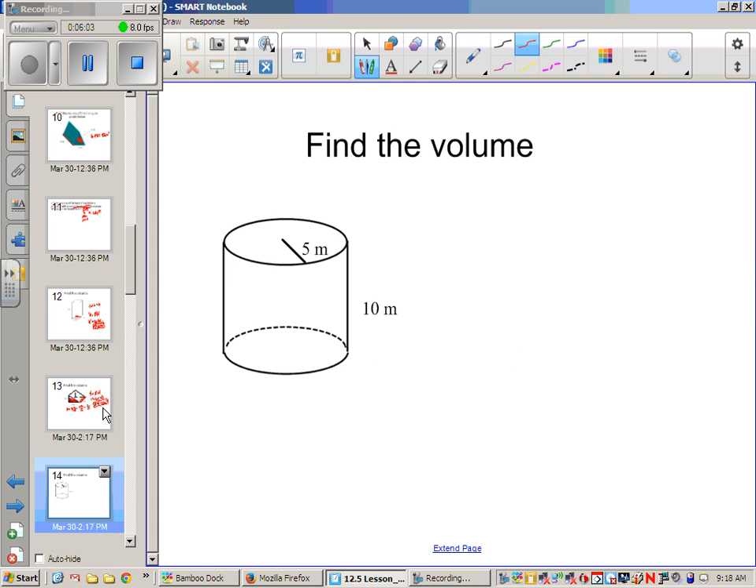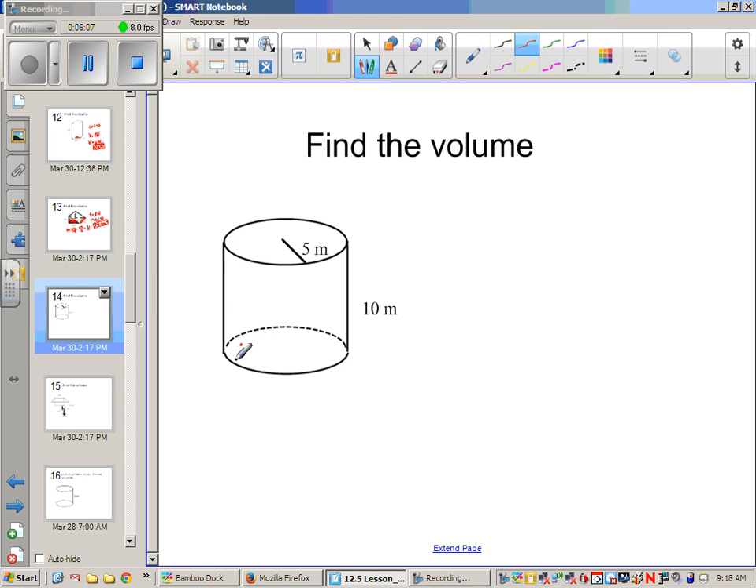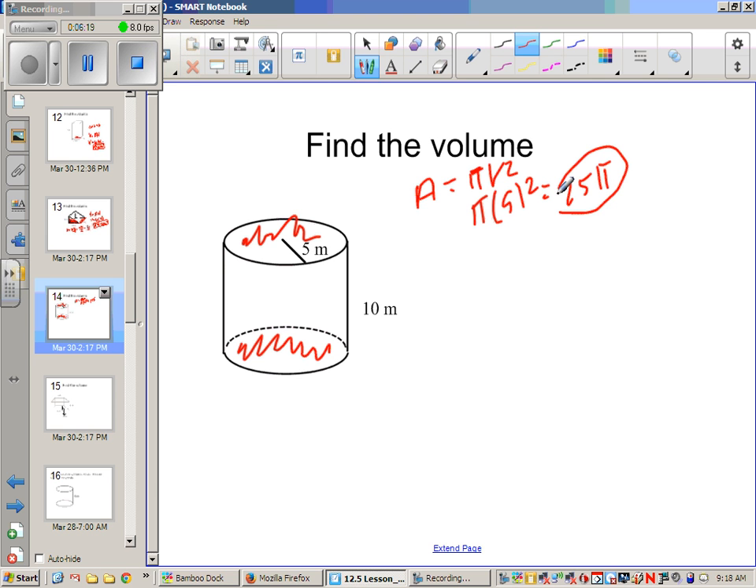All right, and then we have a cylinder. A cylinder has a circle for its base, so it's this base, or you can call it, these are the same thing. So the area of a circle, remember, is pi r squared. So I'm going to do pi times 5 squared, which is 25 pi. That's my big B, my area of my base.